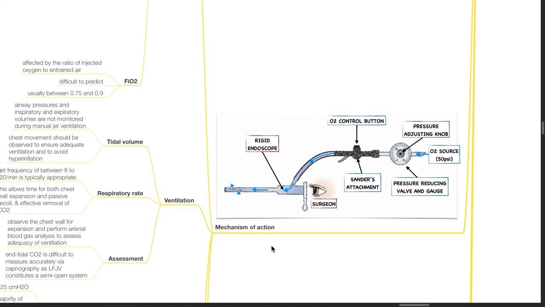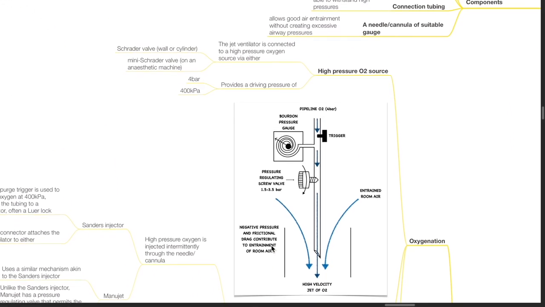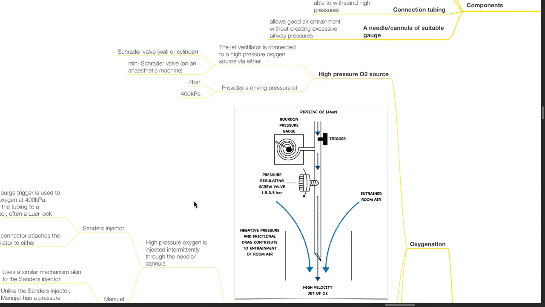Mechanism of action. Oxygenation. High-pressure oxygen source is connected to the jet ventilator via either a Schrader valve or mini Schrader valve and provides a driving pressure of 4 bar or 400 kPa.